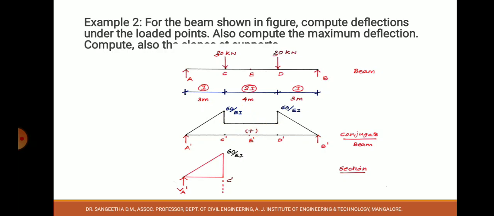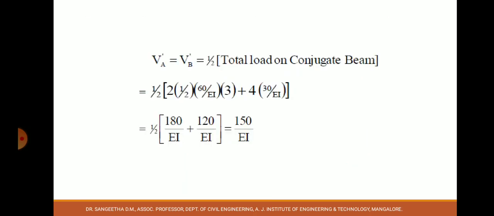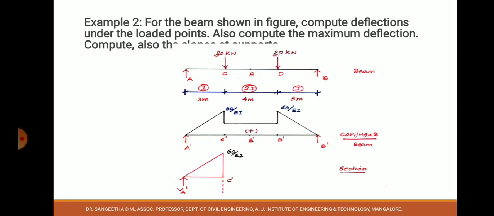Since it is symmetric, the same story goes when you come from B dash. Support B is 30, so 30 into 3 is 60. The load is 20 kilonewton. 20 into 3 is 60. 60 by 2, half of this, becomes 30 by EI. And at this point the cross section is the same, so join the lines. So you will get the M by EI diagram of the conjugate beam.